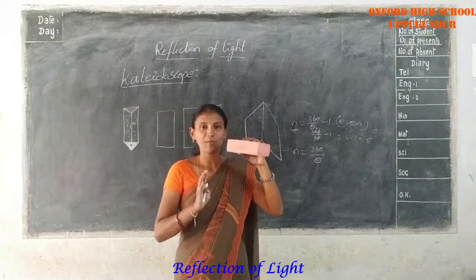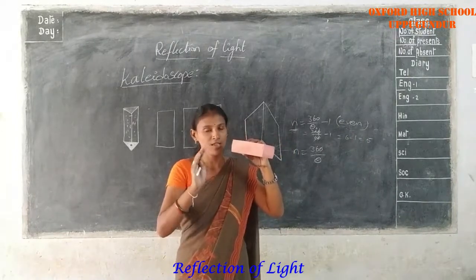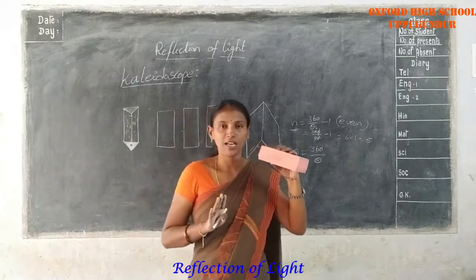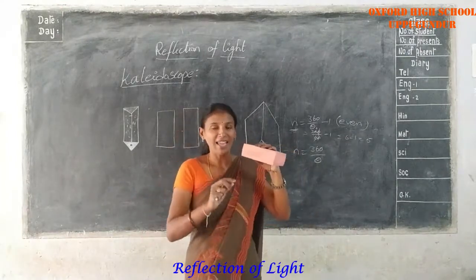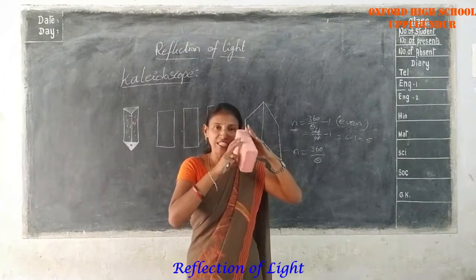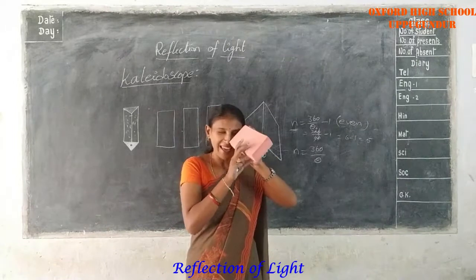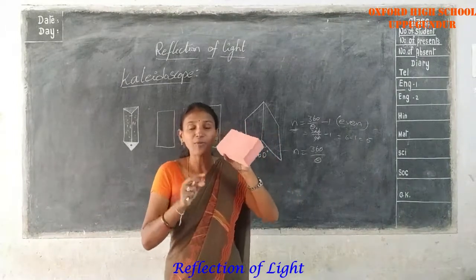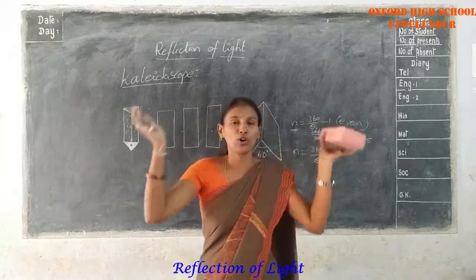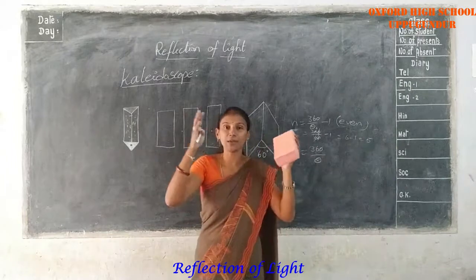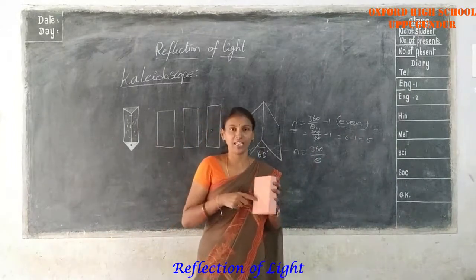Yes or no? At that time, what do you observe? Images are formed. Yes sir, so many images are formed. And again, in the second case, what do you observe? You slowly rotated the kaleidoscope, and again you are observing the inside of the object. Okay, so at that time you are observing more images. So many images are observed in that case.